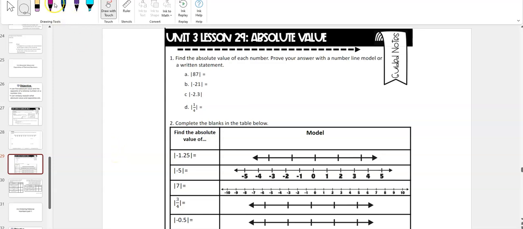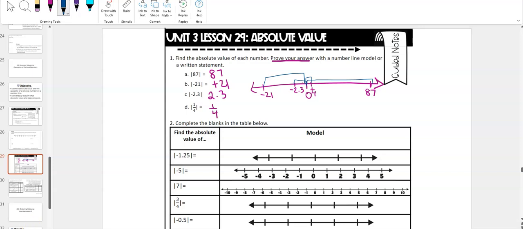All right, so now we're going to practice. So we are going to find the absolute value of each number, which is the easy part, but then you're going to prove your answers in one of two ways. You can either draw a number line model or write a written statement like that sentence we just did on the previous slide. Okay, so go ahead and do all 4 of these, either writing a sentence or drawing a number line as proof. If all you do is write the answers, that's not worth anything. I need proof. You need to prove it so that you can get in the habit of saying that phrase or writing a number line.